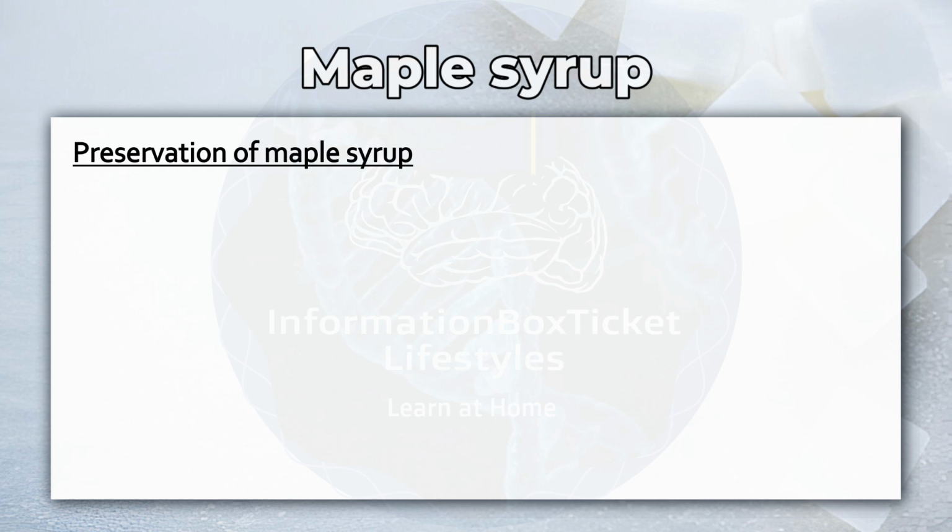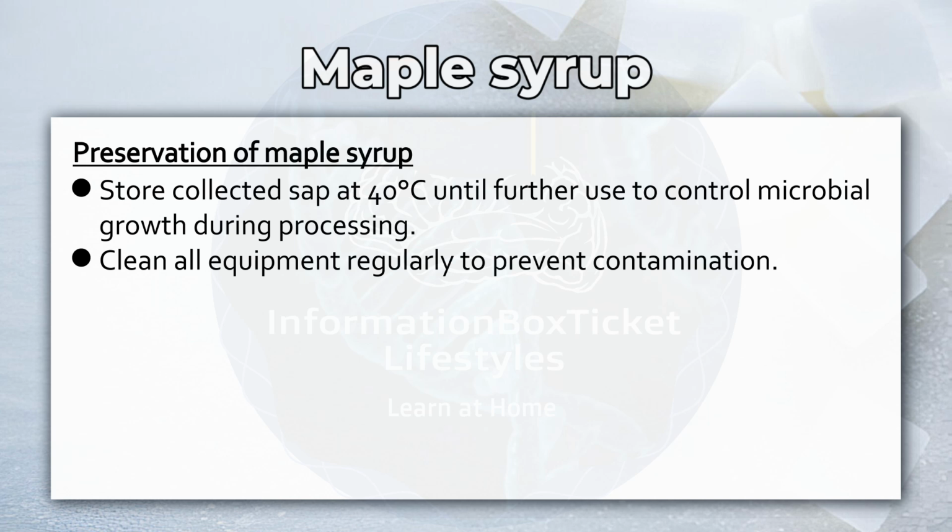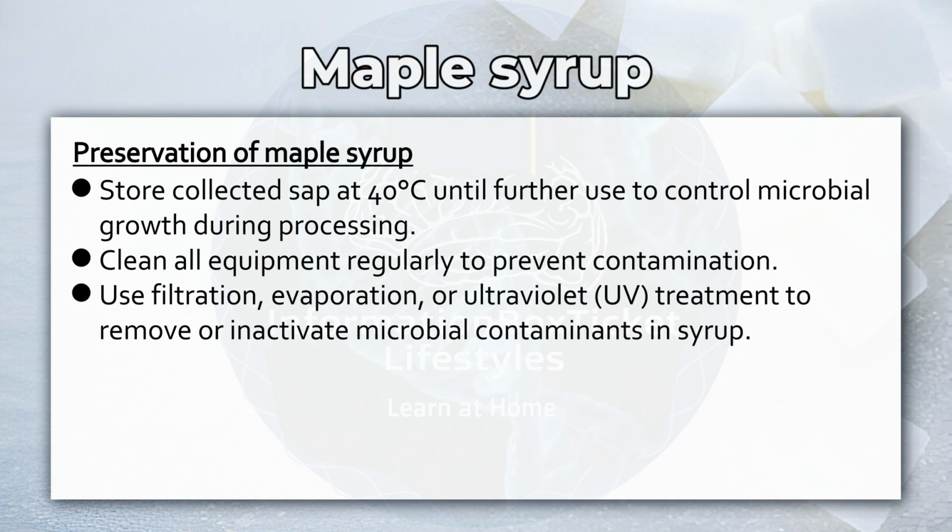Preservation of maple syrup. Store collected sap at 4 degrees Celsius until further use to control microbial growth during processing. Clean all equipment regularly to prevent contamination. Use filtration, evaporation, or ultraviolet treatment to remove or inactivate microbial contaminants in syrup.